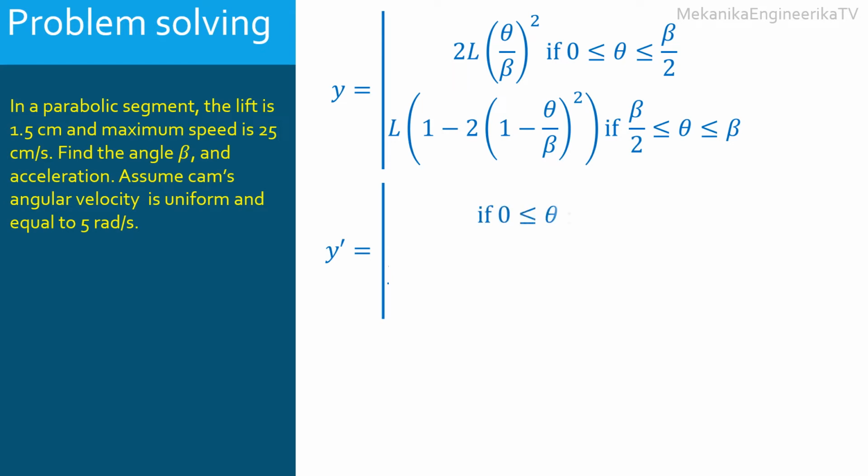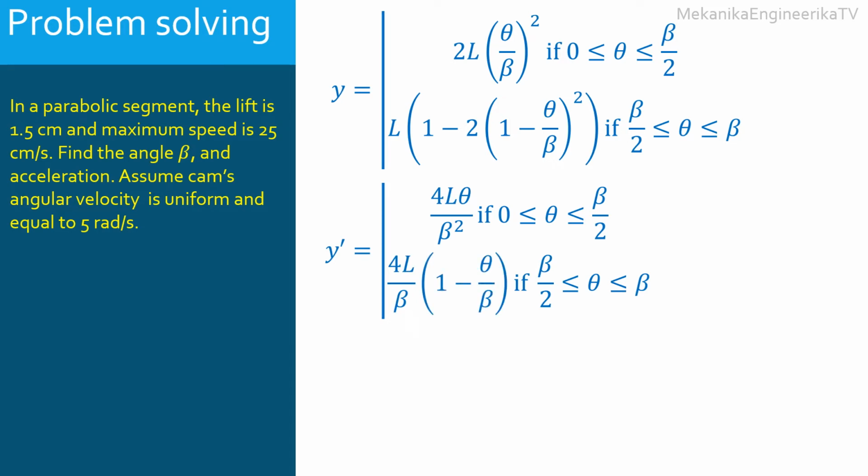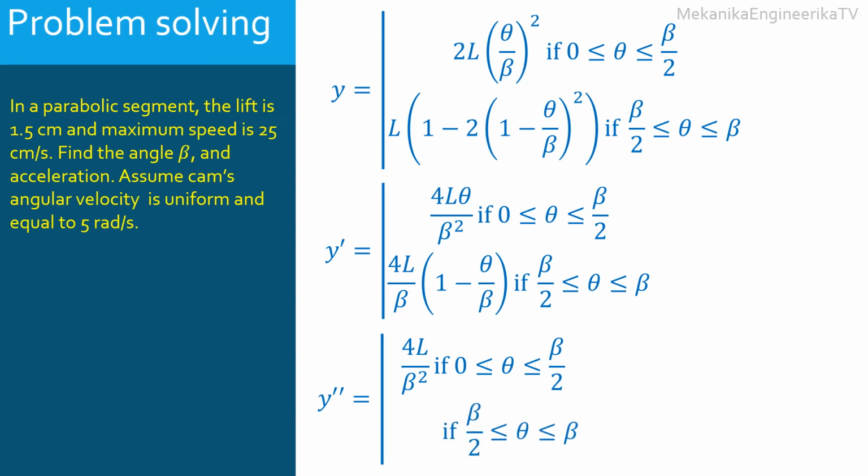In the first half, y dash is equal to 4L theta divided by beta squared. And in the second half, y dash is equal to 4L over beta, times 1 minus theta over beta. The second derivative of y with respect to theta also has a piecewise expression. In the first half, y double dash is equal to 4L divided by beta squared. In the second half, y double dash is equal to minus 4L divided by beta squared.